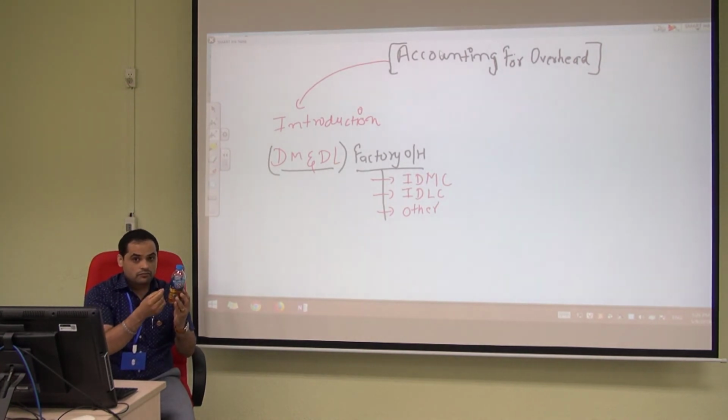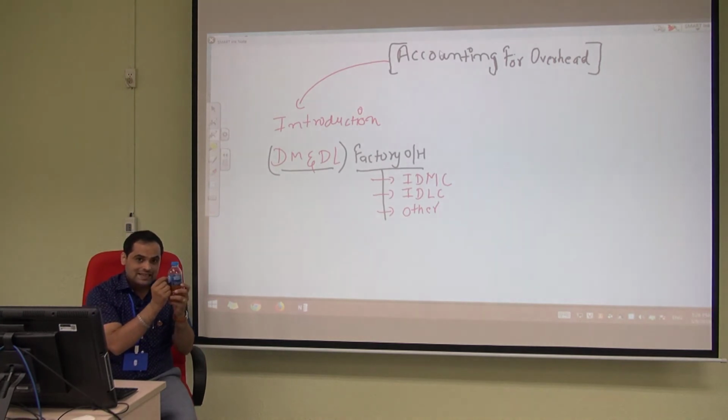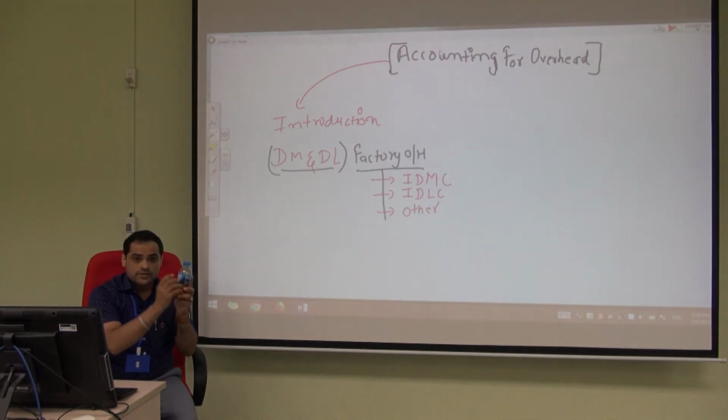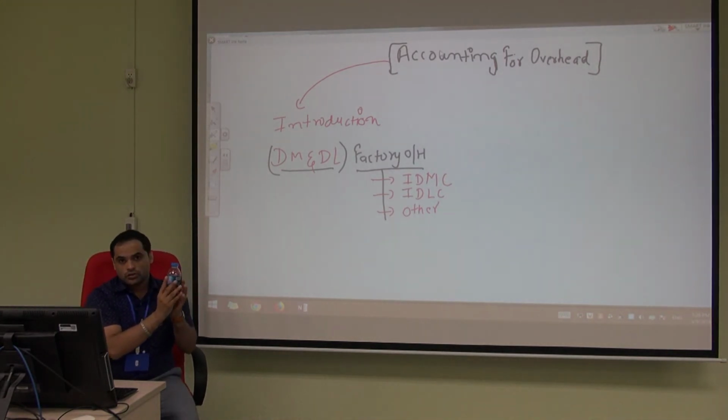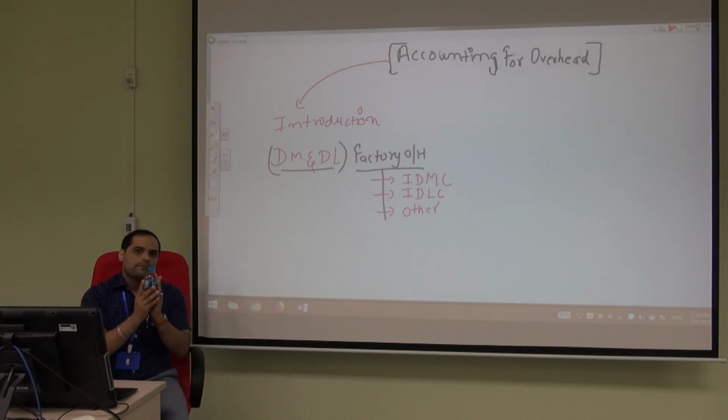Alright, but we need a glue in order to stick this label on the bottle. So that we use the glue or any other kinds of chemicals to stick that paper on the bottle. That is an example of indirect material cost.